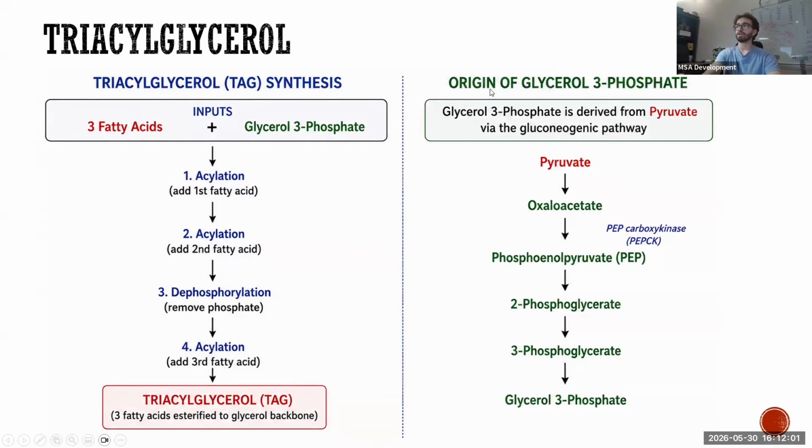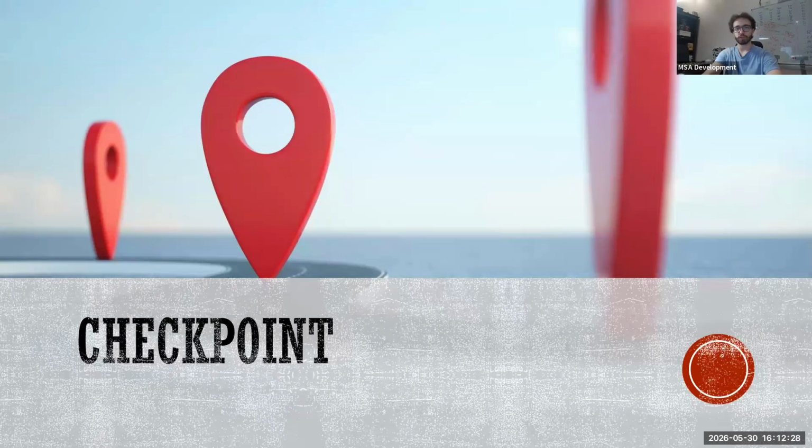Okay, how do we make glycerol, the glycerol 3-phosphate? It's in the gluconeogenesis pathway, if you guys remember it. But all I want you to know is that glycerol 3-phosphate comes from pyruvate, the pyruvate oxaloacetate pathway. And an important enzyme that is associated with forming glycerol is PEP carboxykinase. Just remember that this enzyme is associated with glycerol. Okay? And with that, the first lecture is done.